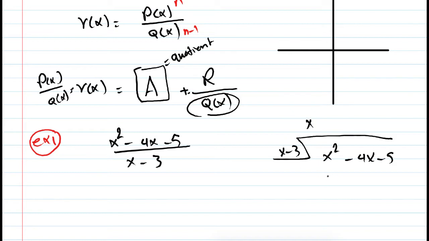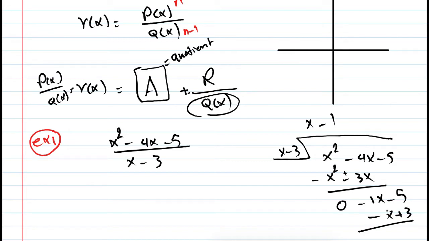So x times x is x to the 2 minus 3x. Okay, so if we subtract this, x to the 2 minus x to the 2 is 0. Minus 4x plus 3x is minus 1x, or just minus x. Okay, so we'll bring this minus 5 down. So minus x divided by x is minus 1. Minus 1 times x is minus x, and plus 3.